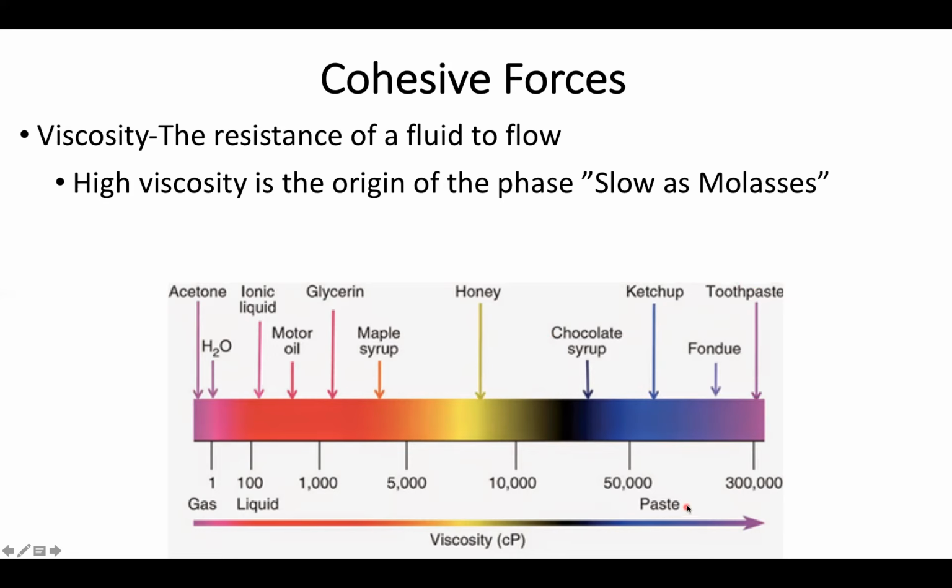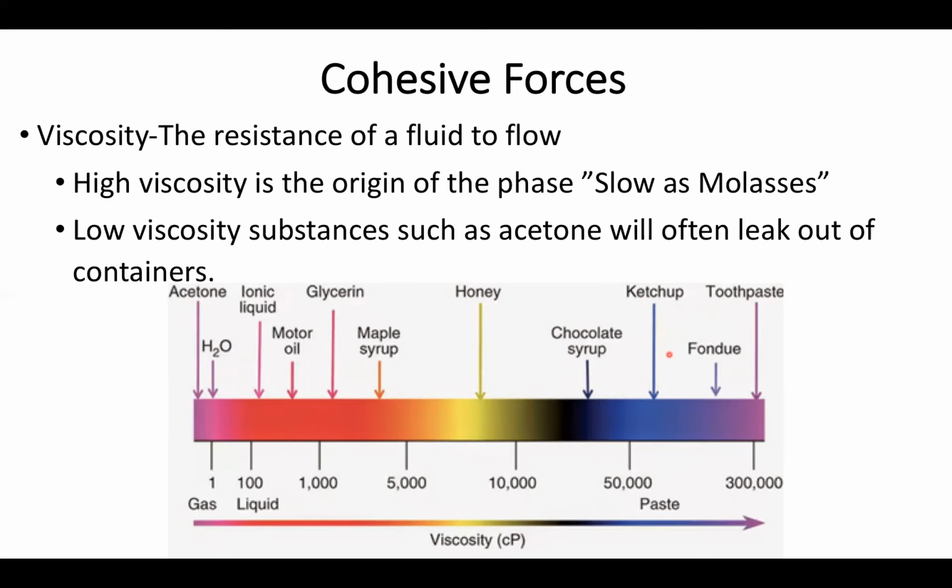There's lots of other substances where as you strengthen the cohesive forces, it starts acting like pastes, chocolate syrup, ketchup, toothpaste. I mean, it does flow, but not well. This high viscosity is the origin of the fact that when you pour ketchup, it either comes out in one glop or not at all. It's because it doesn't want to break apart. It wants to stay together.